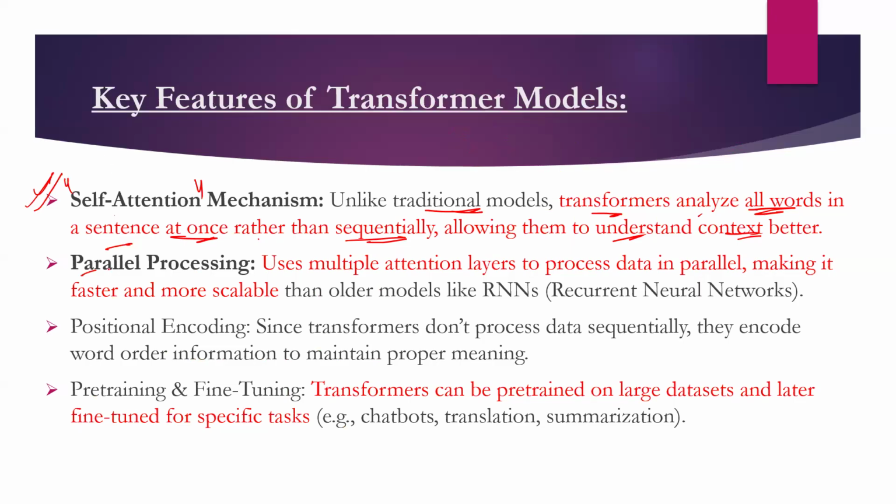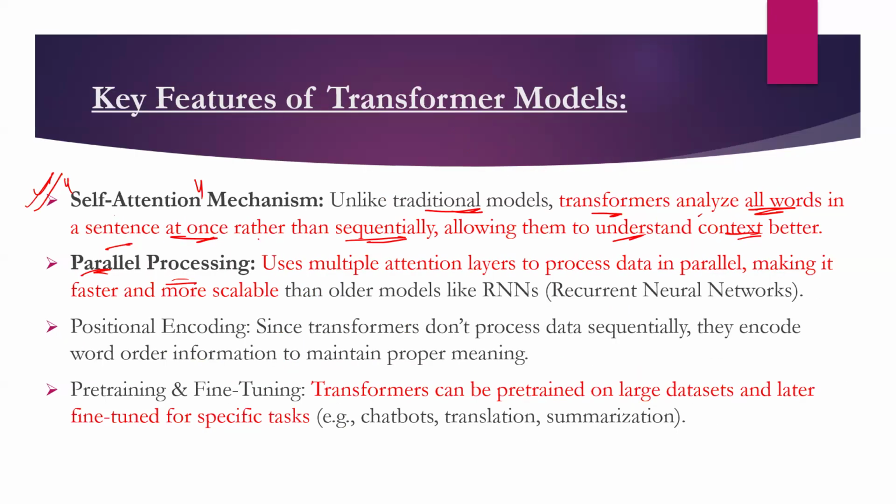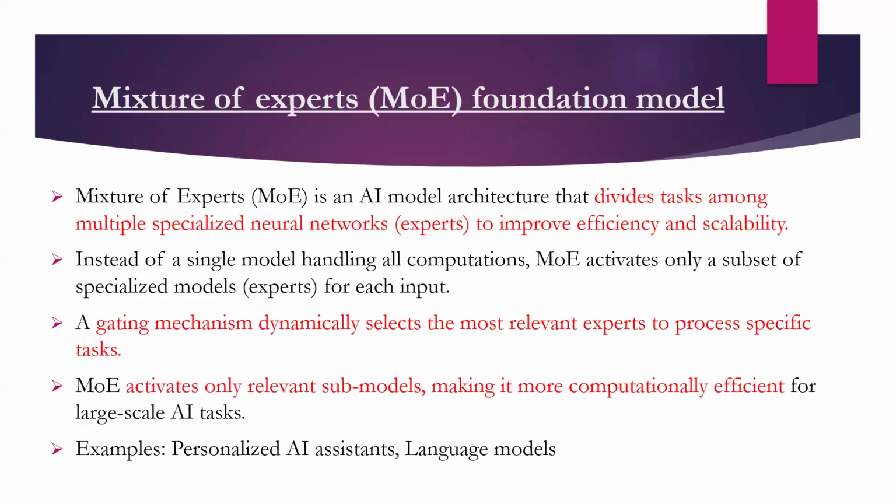They also process in parallel. All the different words are processed in one go, and whichever has the maximum data points, the model tries to link with those data points. So these are the two major features that you should know regarding transformer models, and they are used in our current ChatGPTs.